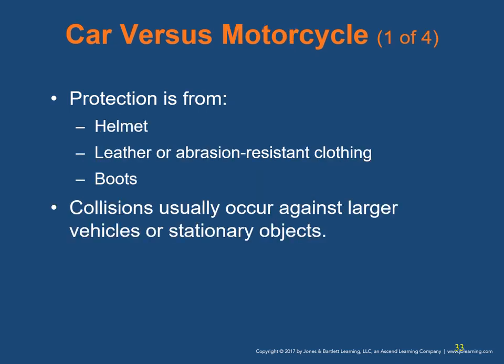Car versus motorcycle. Protection is from the helmet, which does not protect against severe cervical injury. Leather or abrasion-resistant clothing will protect against road abrasion but not against blunt trauma from secondary impacts. Boots. Collisions usually occur against larger vehicles or stationary objects.